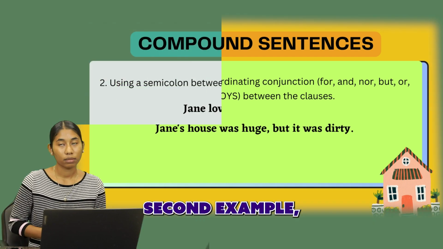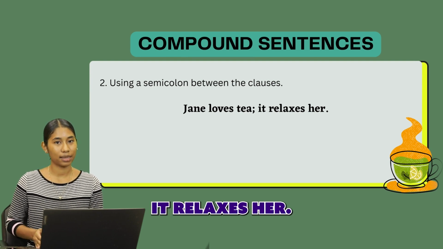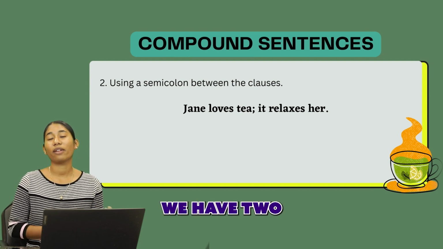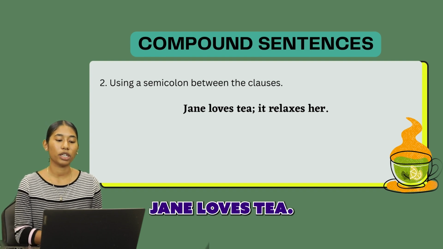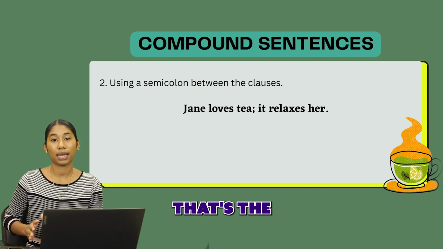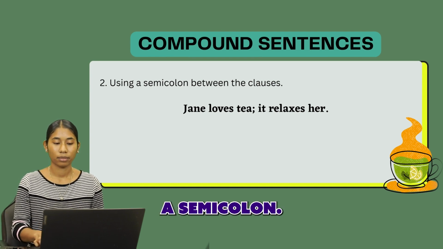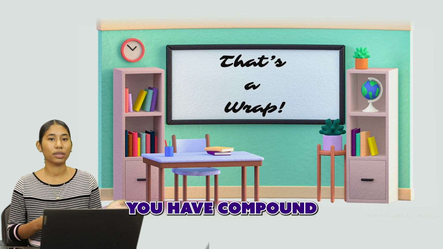Second example. Jane loves tea, semicolon, it relaxes her. So again, we have 2 independent clauses here. Jane loves tea, that's the first one. It relaxes her, that's the second one, and they are being joined by a semicolon. There you have compound sentences.